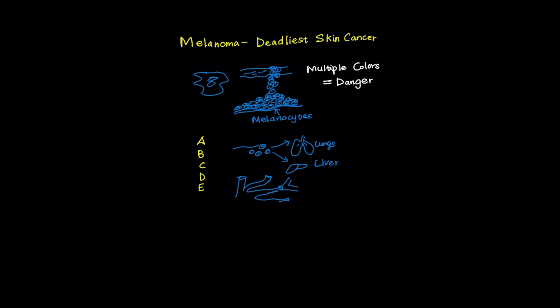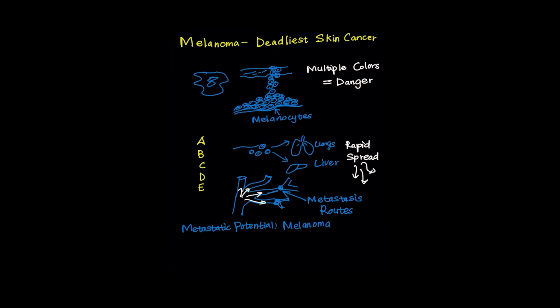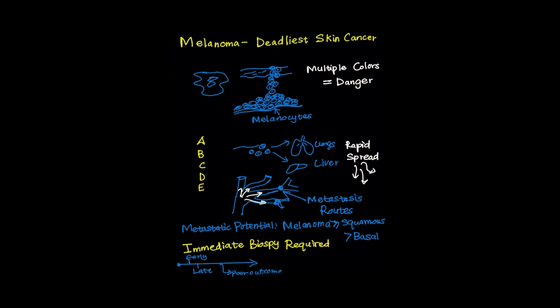What makes melanoma so dangerous is its ability to metastasize rapidly through lymphatics and bloodstream to brain, lungs, liver and bones. Even small melanomas can spread systemically before diagnosis. Basal cell carcinoma rarely metastasizes despite being most common. Squamous cell has some metastatic potential, but much less than melanoma. Early detection and immediate biopsy are critical because melanoma's prognosis depends entirely on catching it before metastasis.